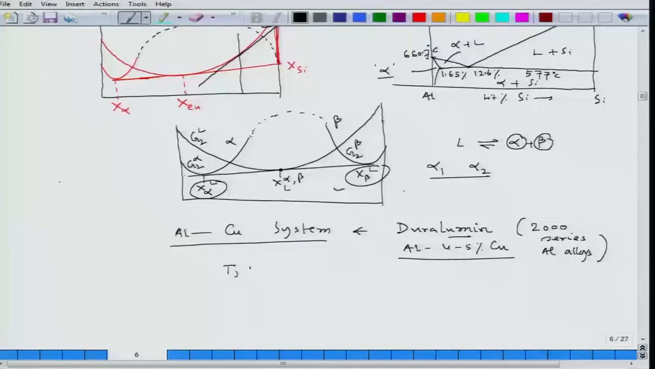And this age hardening, the way we have started, is that aluminium with 4% copper is brought into solution, then taken to room temperature, and held at that temperature for a long time. So that means we are talking about temperature and time. Because of that, we get an increase in strength.